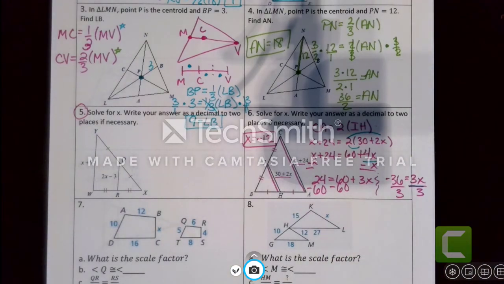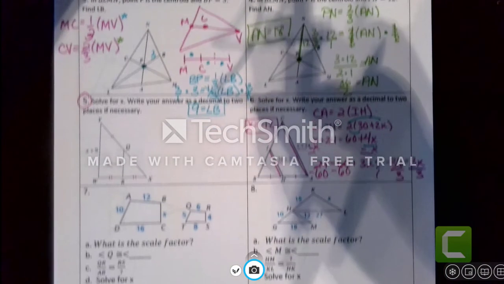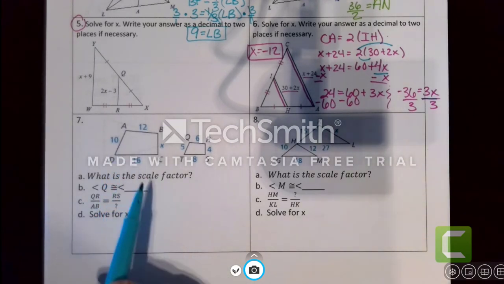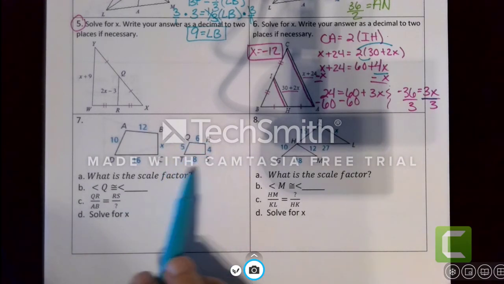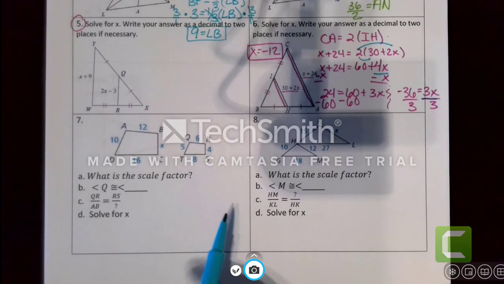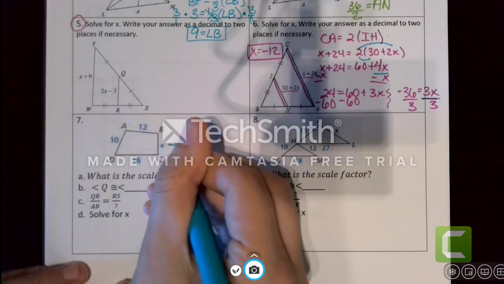Let's go ahead and move on to number 7 and number 8. Here we're comparing similar figures. Here we have a shape A, B, C, and D, and a shape Q, R, S, T. When you're given shapes like these and you're not told where we're dilating from, assume that we're dilating from the left to the right.